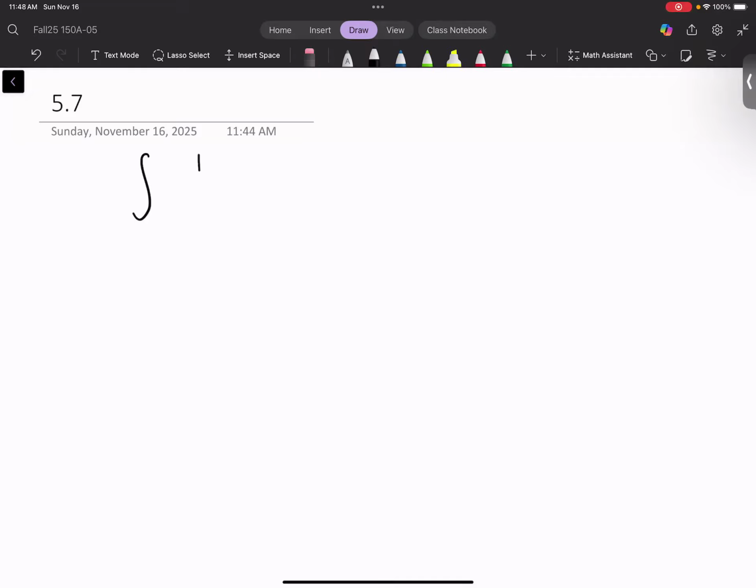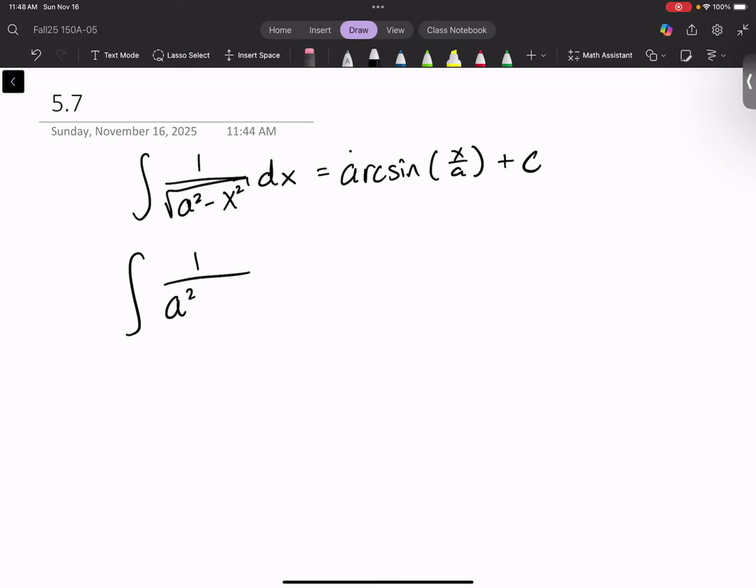So if we're looking at the integral 1 over, and then it's a little more general. So instead of 1 minus x squared, it'll be a squared minus x squared dx, okay? So instead of arcsin of x, it's going to be arcsine x over a plus c. Okay. Then what about arctangent? Let's say we have a squared plus x squared. So instead of arctangent, it's 1 over a arctan x over a.